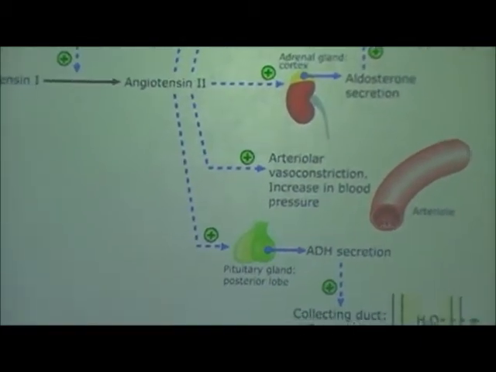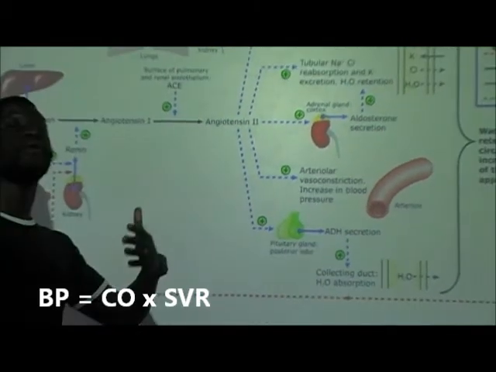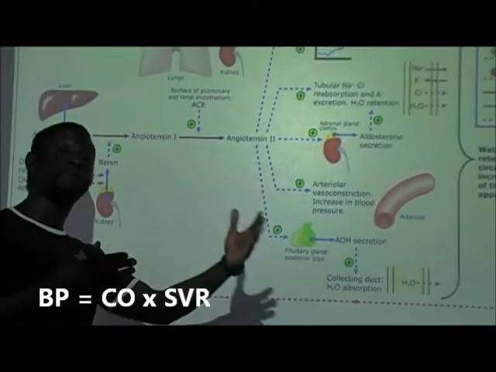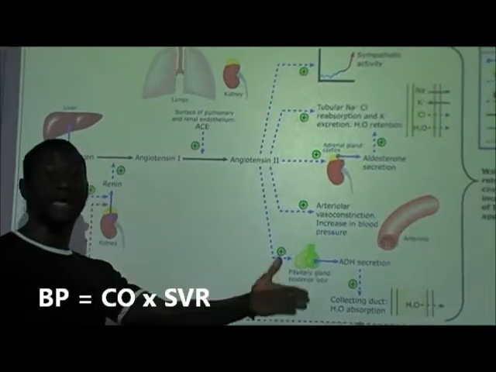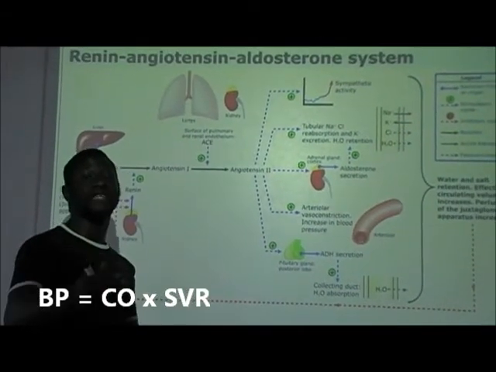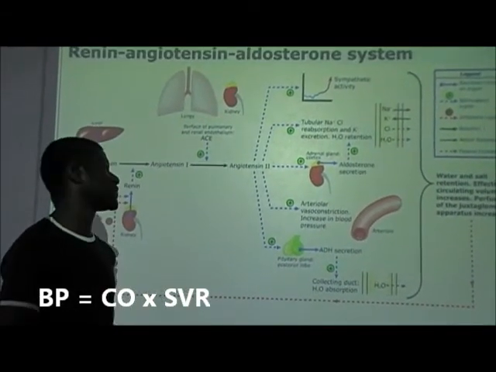And because there's increase in the systemic vascular resistance, there will be increase in the blood pressure, because the blood pressure is equal to the cardiac output multiplied by the systemic vascular resistance.